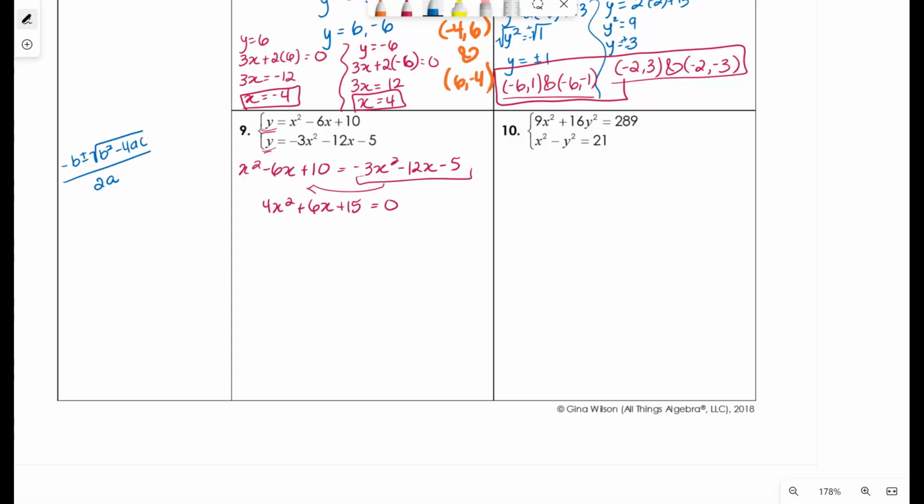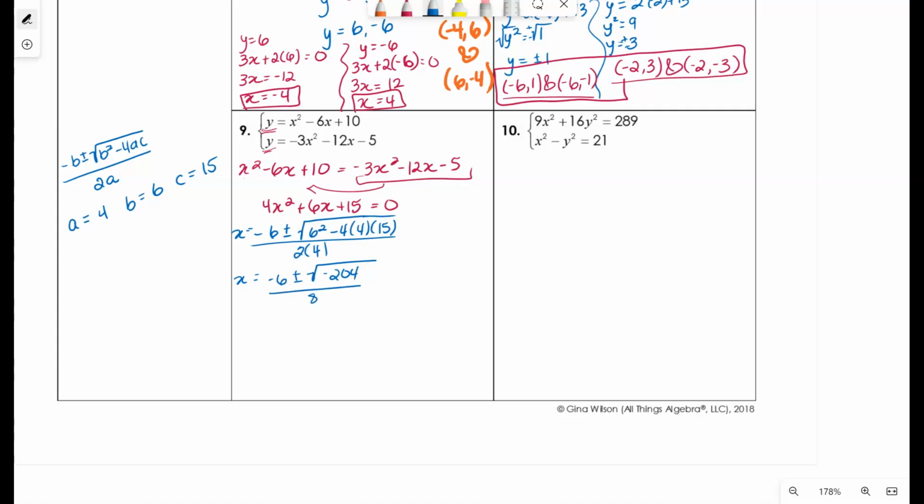So let's identify. Notice that my a is equal to 4, my b is equal to 6, and my c is equal to 15. So if we plug this into the quadratic formula, we end up with negative 6 plus or minus the square root of 6 squared minus 4 times 4 times 15, all over 2 times 4. So therefore x equals negative 6 plus or minus the square root of negative 204, all over 8.